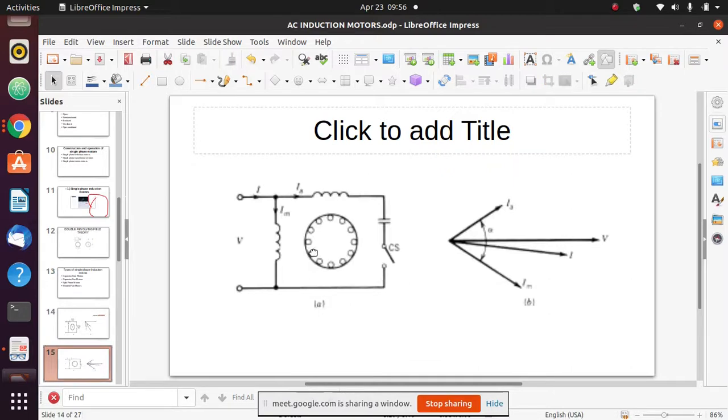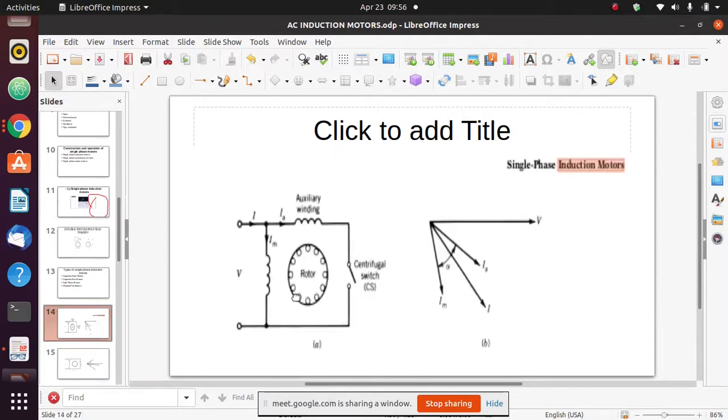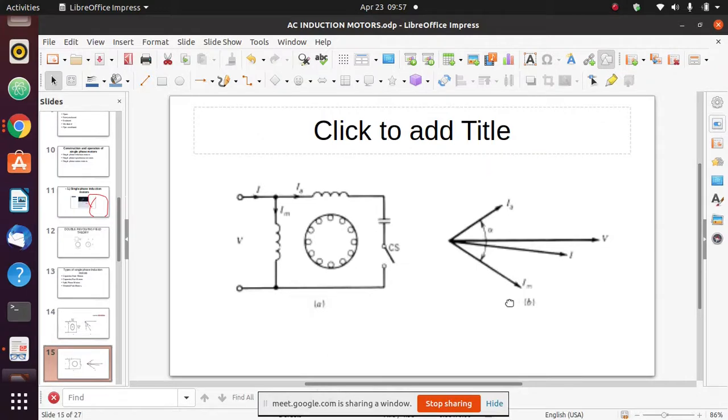Now capacitor start is where we have a capacitor connected in series with the auxiliary winding. What this does is increase the phase angle. If you look at our phase angle, the current in the main winding and the current in the auxiliary winding, you see this angle. This is the resultant current. This is the supply voltage, which is always at phase angle 0. The effect of the capacitor is to increase this phase angle. We use the capacitor to increase the phase angle.